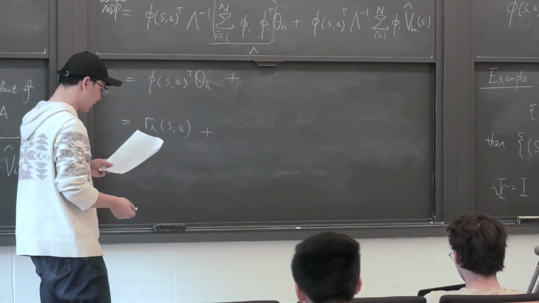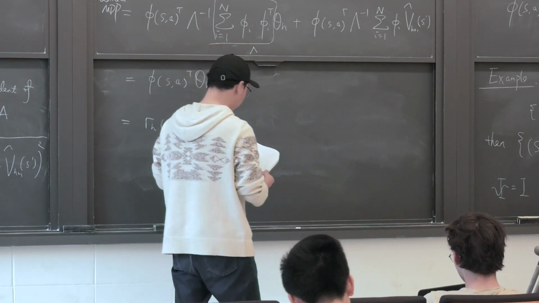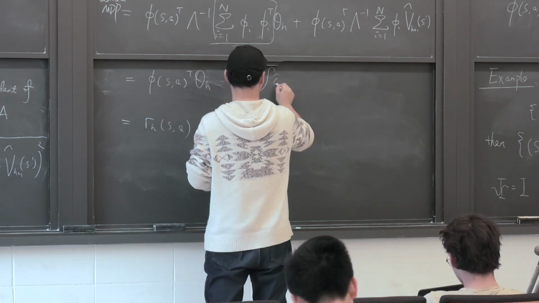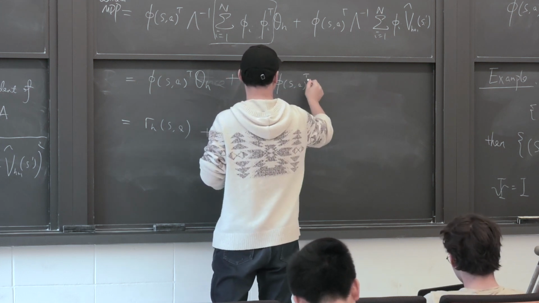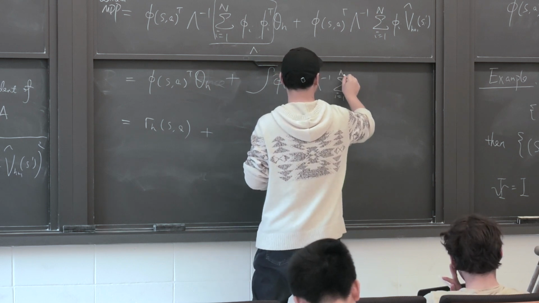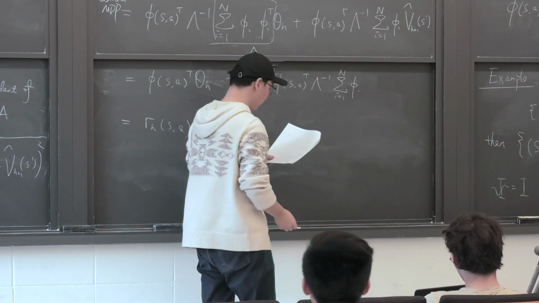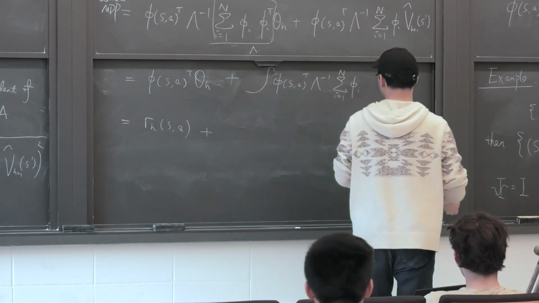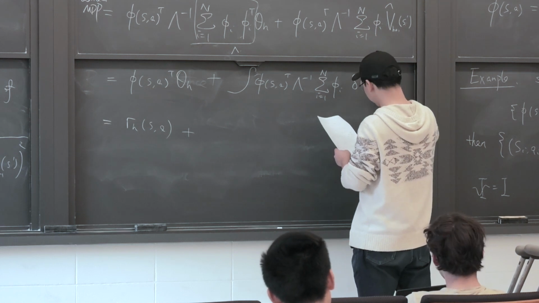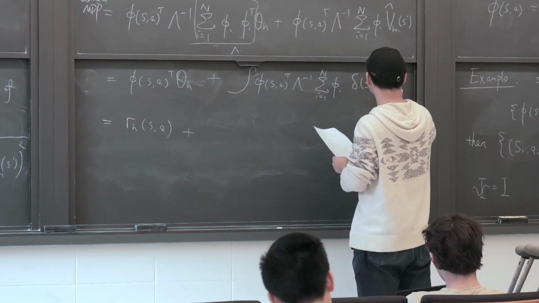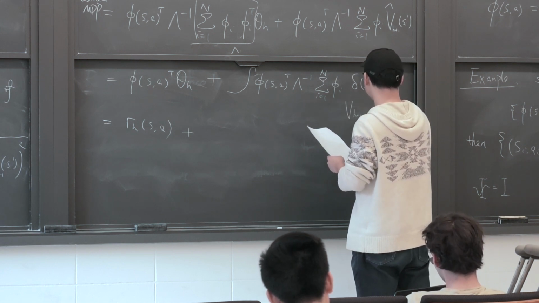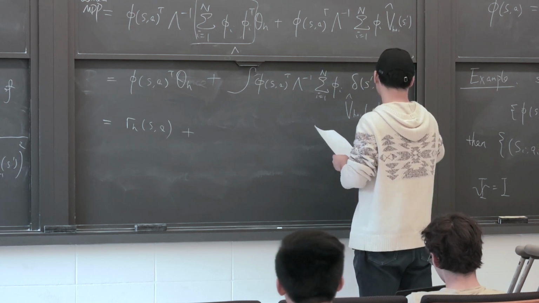For the second term, we write it in a slightly different form. We write it using the delta function. So this is phi(s,a) transpose, lambda inverse, summation i from 1 to n, phi_i. What we will do is add a Dirac delta function, delta(s' minus s_i'), and V_{h+1} hat(s'), ds'.